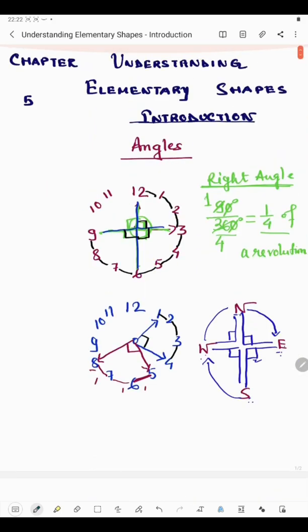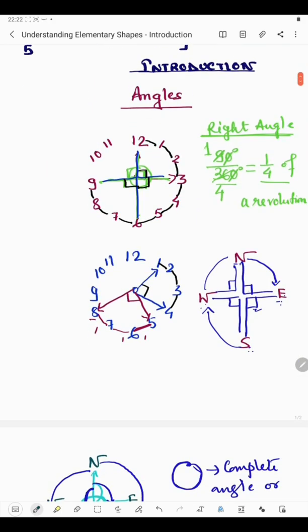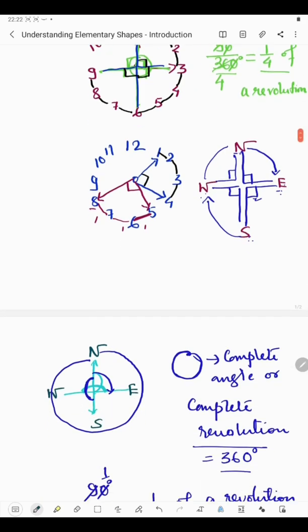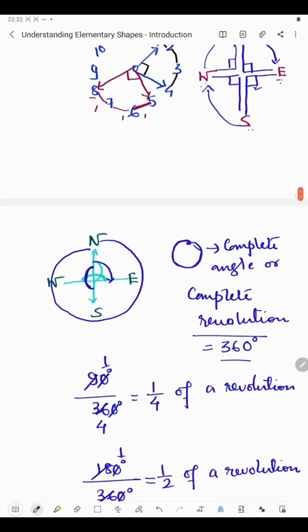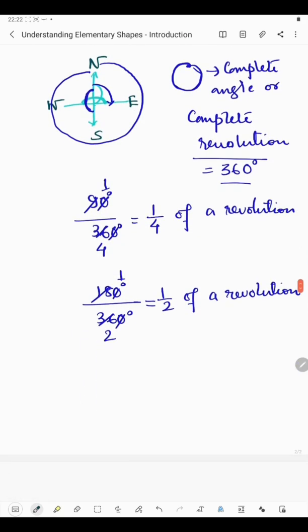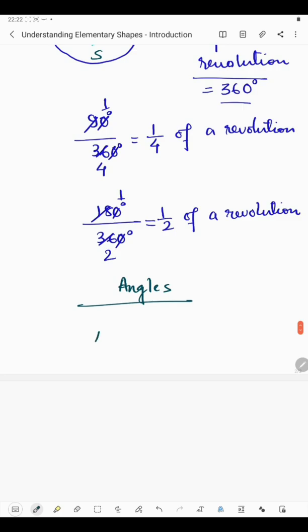So here we have learned about what are right angle, what are straight angle and what are complete angle. Now we will talk about some more angles. Okay. So at first we have acute angle. Now what are acute angle?